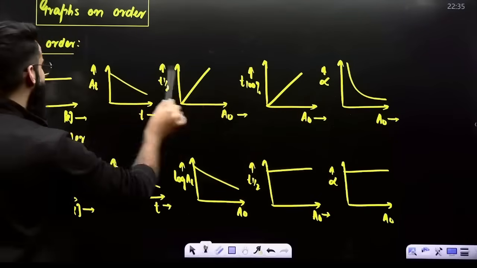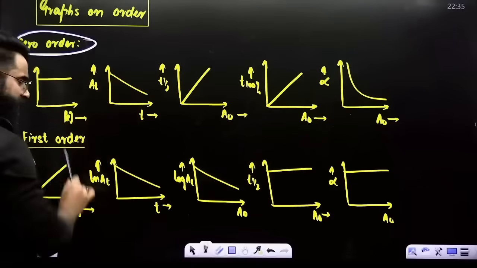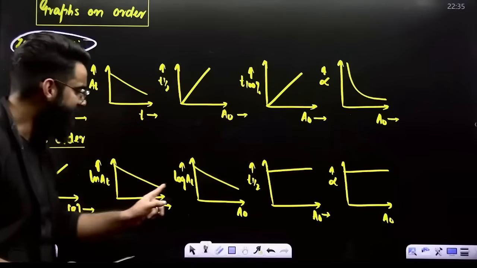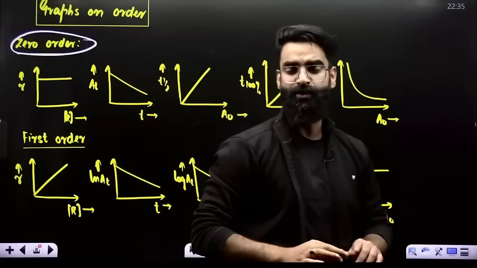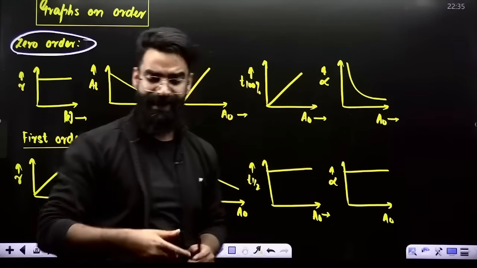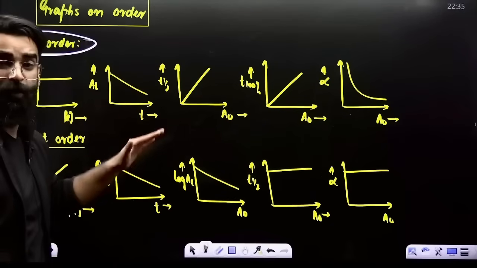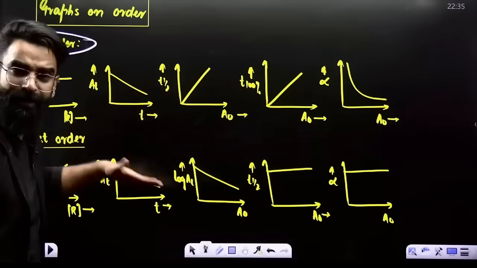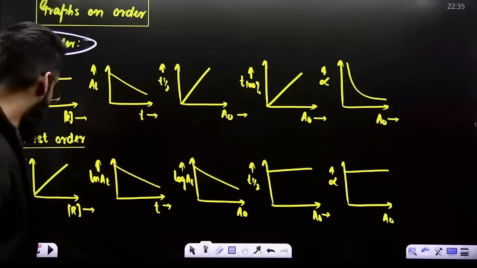All these are basically the graphs for the zero order reactions. Similarly, all these are the graphs of the first order reactions. They might give you certain graphs and ask you what the order of the reaction is, so remember these few graphs over here. One is for zero order and the second is for first order reactions.